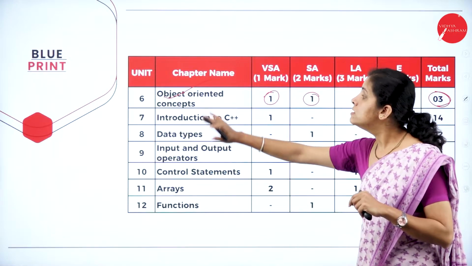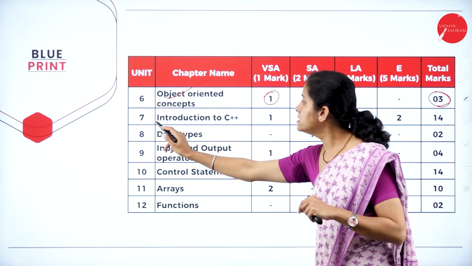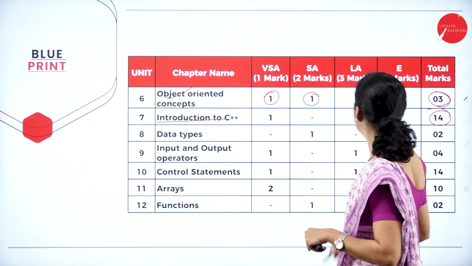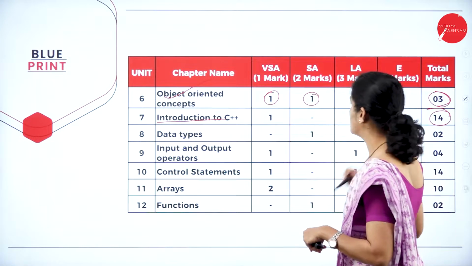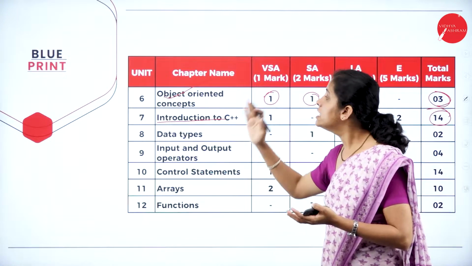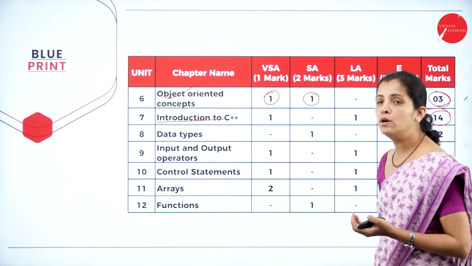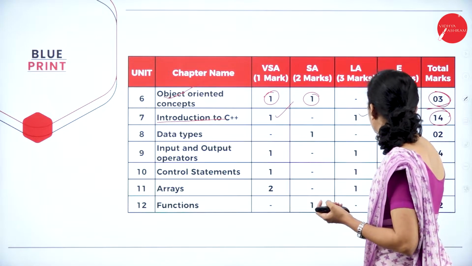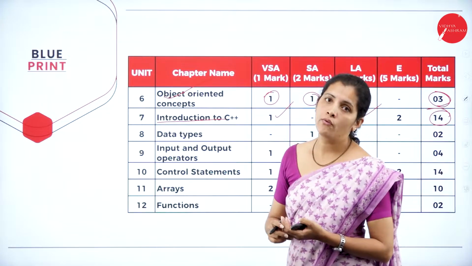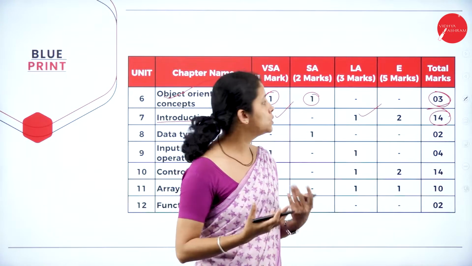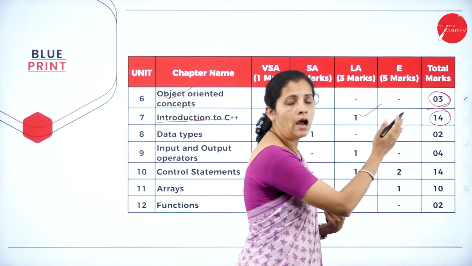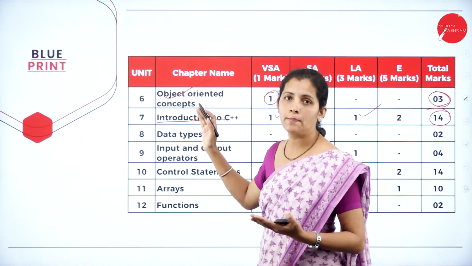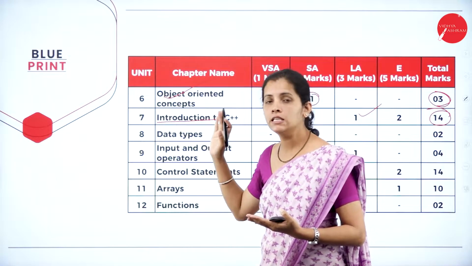Now if I consider the 7th chapter, the chapter name here is Introduction to C++. What is the weightage here? It is 14 marks. That means if I study this chapter, I can attend one 1-mark question, one 3-mark question, and two 5-mark questions. Then what's the total weightage? It is 14. I insist all the students study this chapter because it is a very easy chapter.